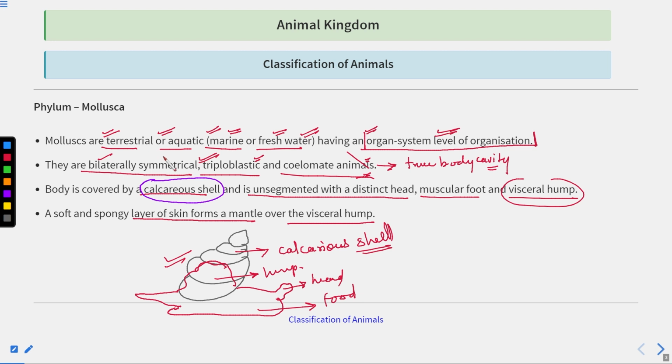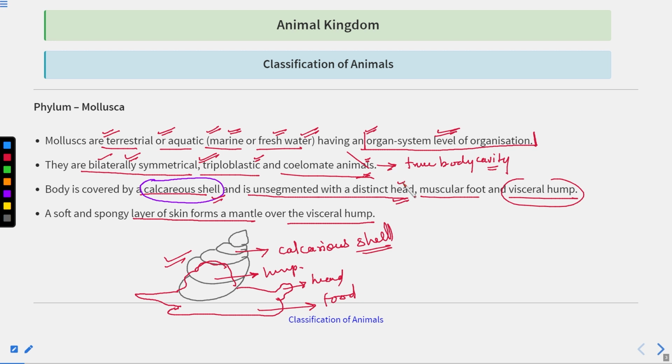They are bilaterally symmetrical, the body can be divided into two equal halves. Triploblastic: at the time of embryo division they form the three germinal layers, that is the ectoderm, mesoderm and endoderm. They have a true body cavity, that is why they are called coelomate animals. Very important, they have the calcareous shell. Their body is covered with a shell made up of calcium carbonate. The body is unsegmented, but you can divide the body into three regions.